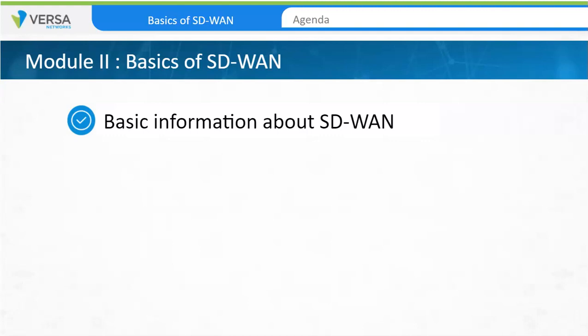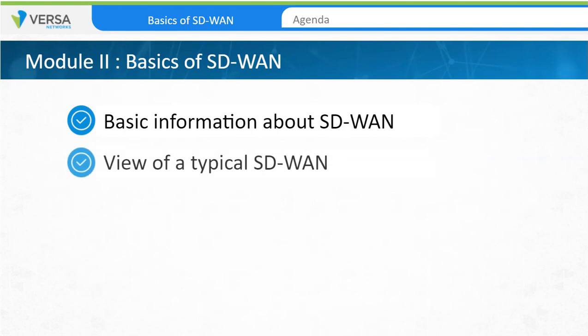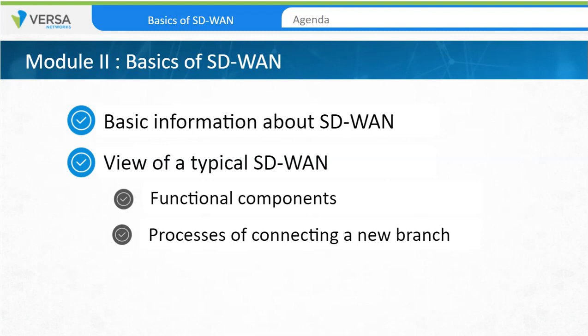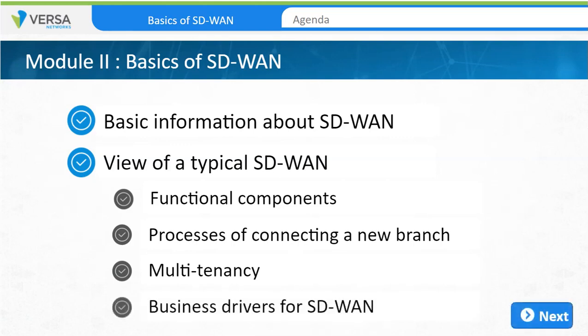Some basic information about software-defined WAN, or SD-WAN, and what a typical SD-WAN solution looks like. The main topics we'll cover are the main functional components, the process of connecting a new branch to an SD-WAN network, multi-tenancy in an SD-WAN, and some of the business drivers for SD-WAN.